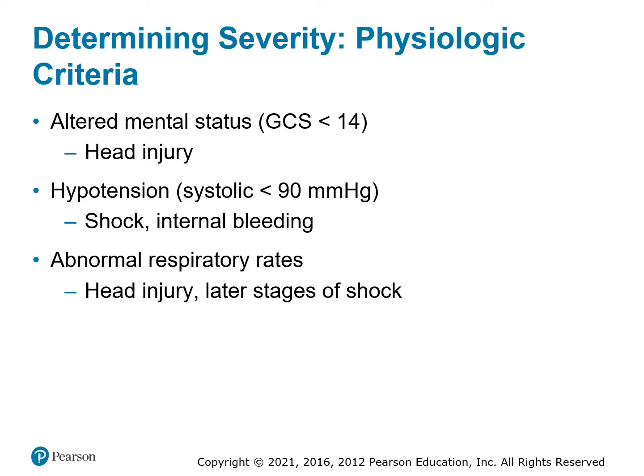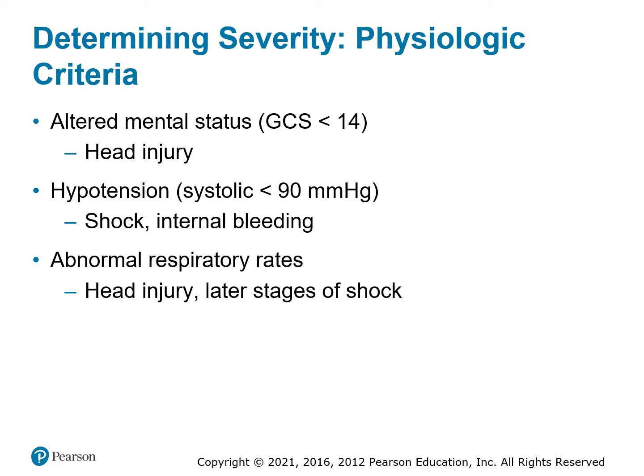Now, the CDC has developed some basic algorithms that help you, from a physiological standpoint, to determine the severity of the patient's condition. So anytime that you have these three conditions, you need to be thinking a higher level of suspicion of it being a significant injury, where you need to start thinking limiting scene time, load and go, aeromedical, whatever the case may be. And these three things are going to be the altered mental status, which is a GCS of less than 14, which may indicate a head injury.